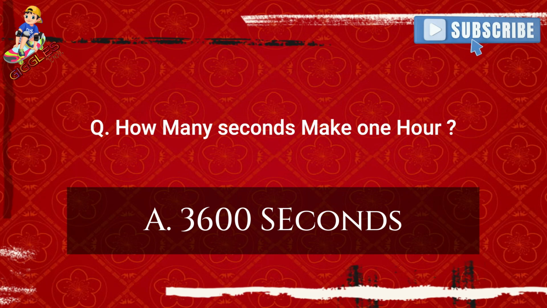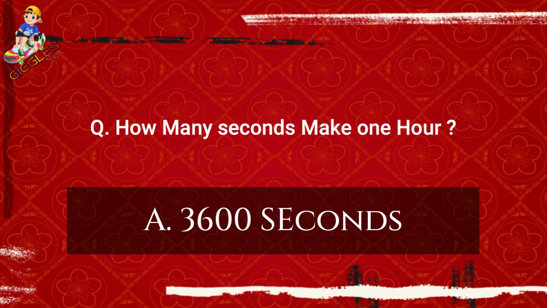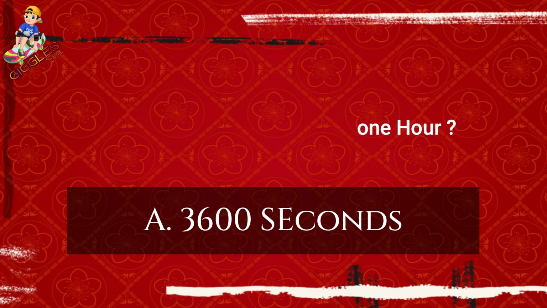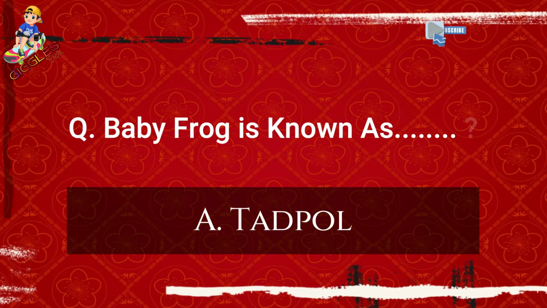How many seconds make 1 hour? 3600 seconds. Baby frog is known as tadpole.